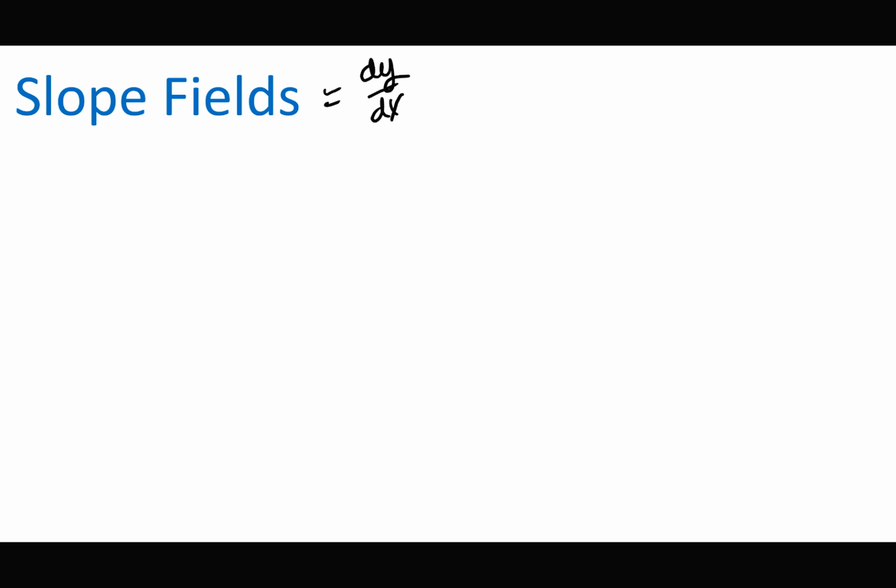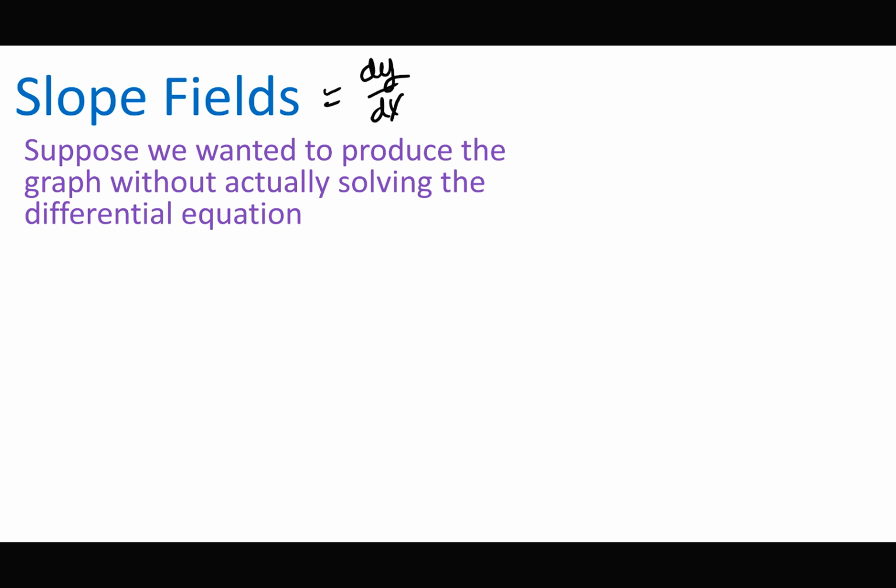So if they tell me dy dx equals cosine of x, that tells me I can find the slope based on cosine of whatever number or angle I put in. So slope fields allow us to produce the graph without actually solving the differential equation. If they tell me the differential, I can graph the y equals function. If they tell me that the slope is represented by cosine of x, I can use that information and graph the original y equals function.